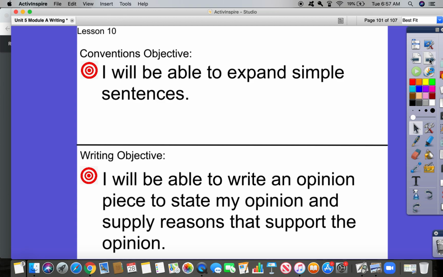Our conventions objective for today is, I will be able to expand simple sentences. And we've been using the same writing objective for the past couple of lessons. So again, it's I will be able to write an opinion piece to state my opinion and supply reasons that support the opinion.